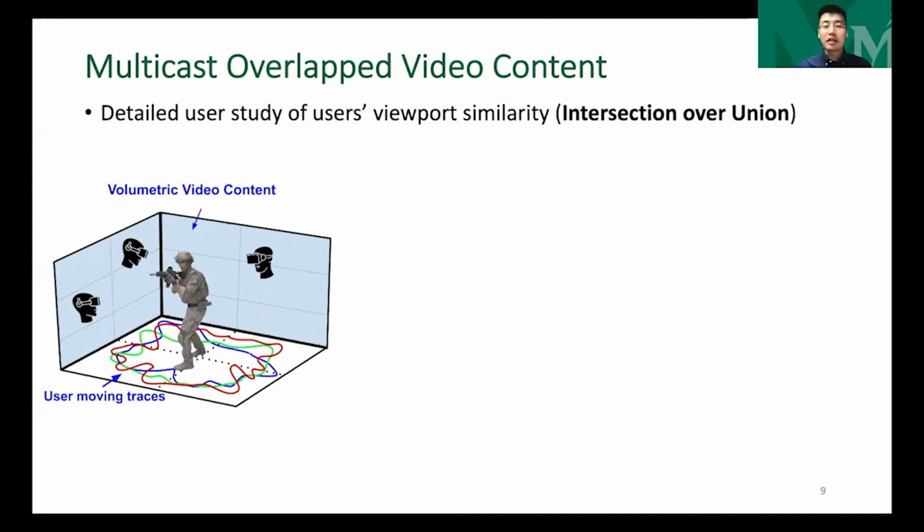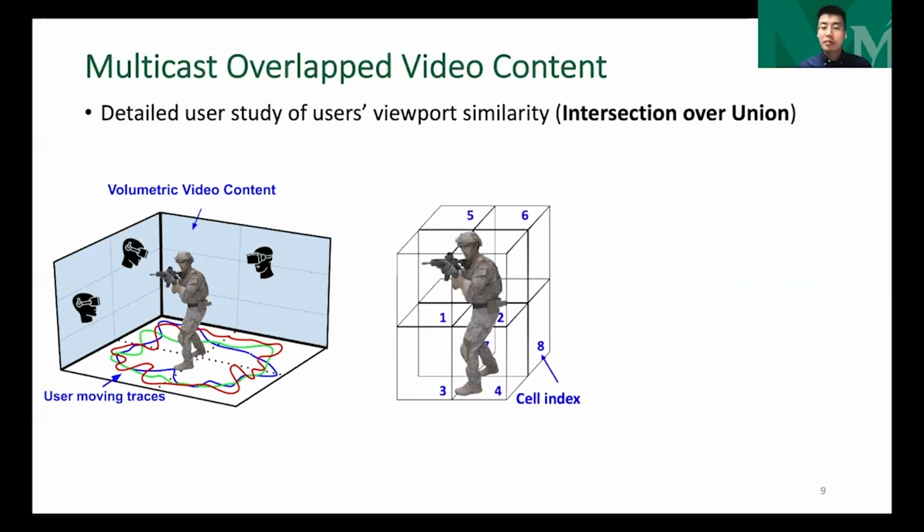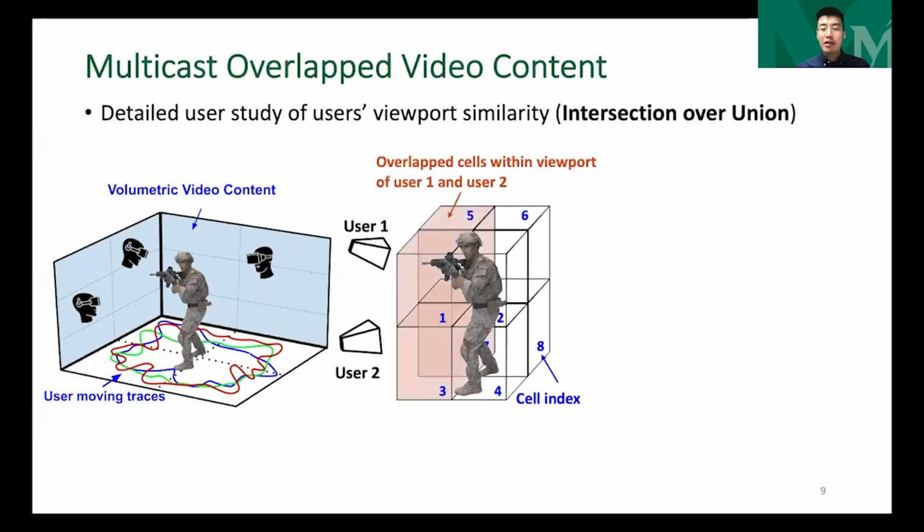We define the viewport similarity as the intersection over union of cells within the users' viewports at each frame. And take this soldier frame as an example. We first partition the point cloud into different cells. We then calculate the viewports of each user with frustum culling based on their 6DOF information. Then we calculate the viewport similarity as the intersection over union between these two viewports.